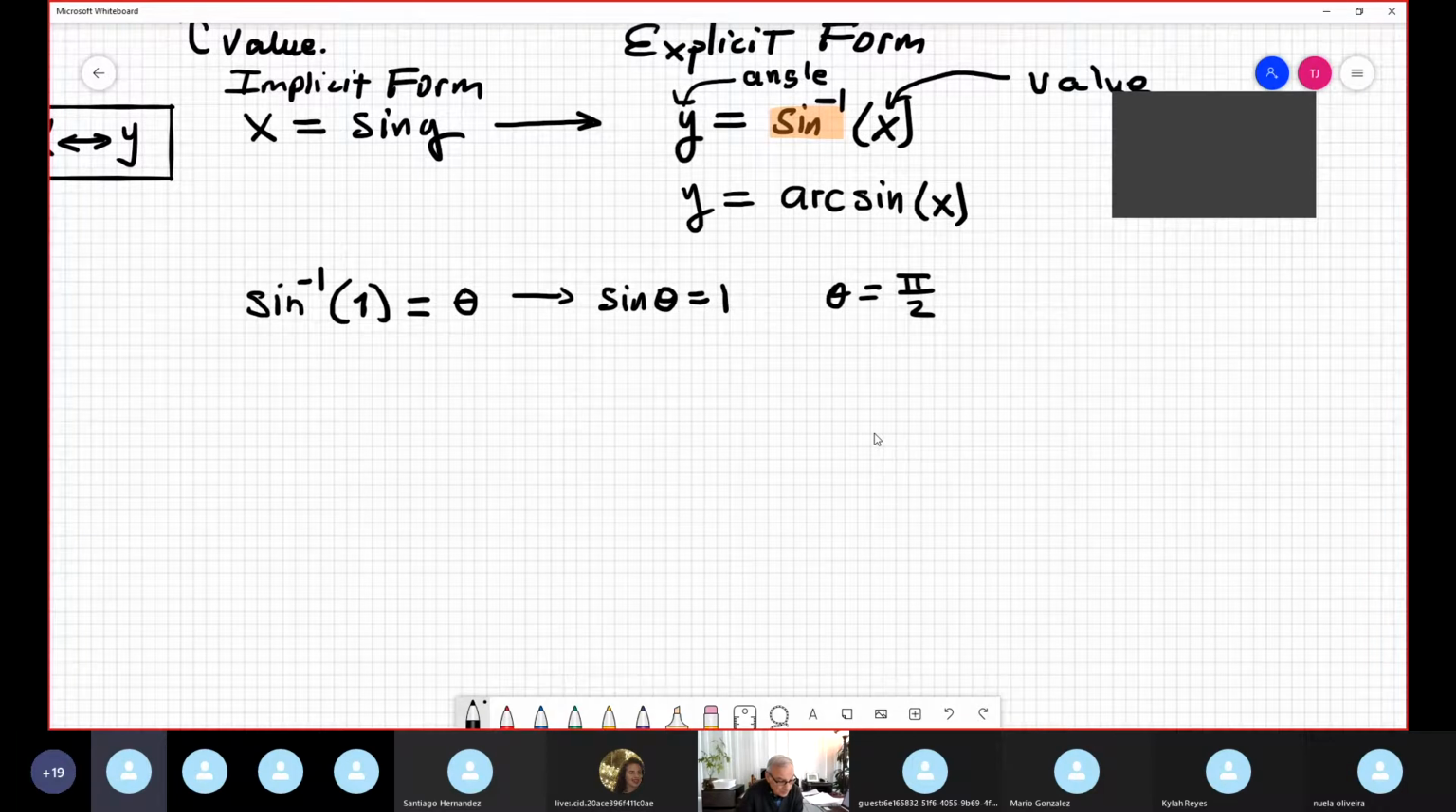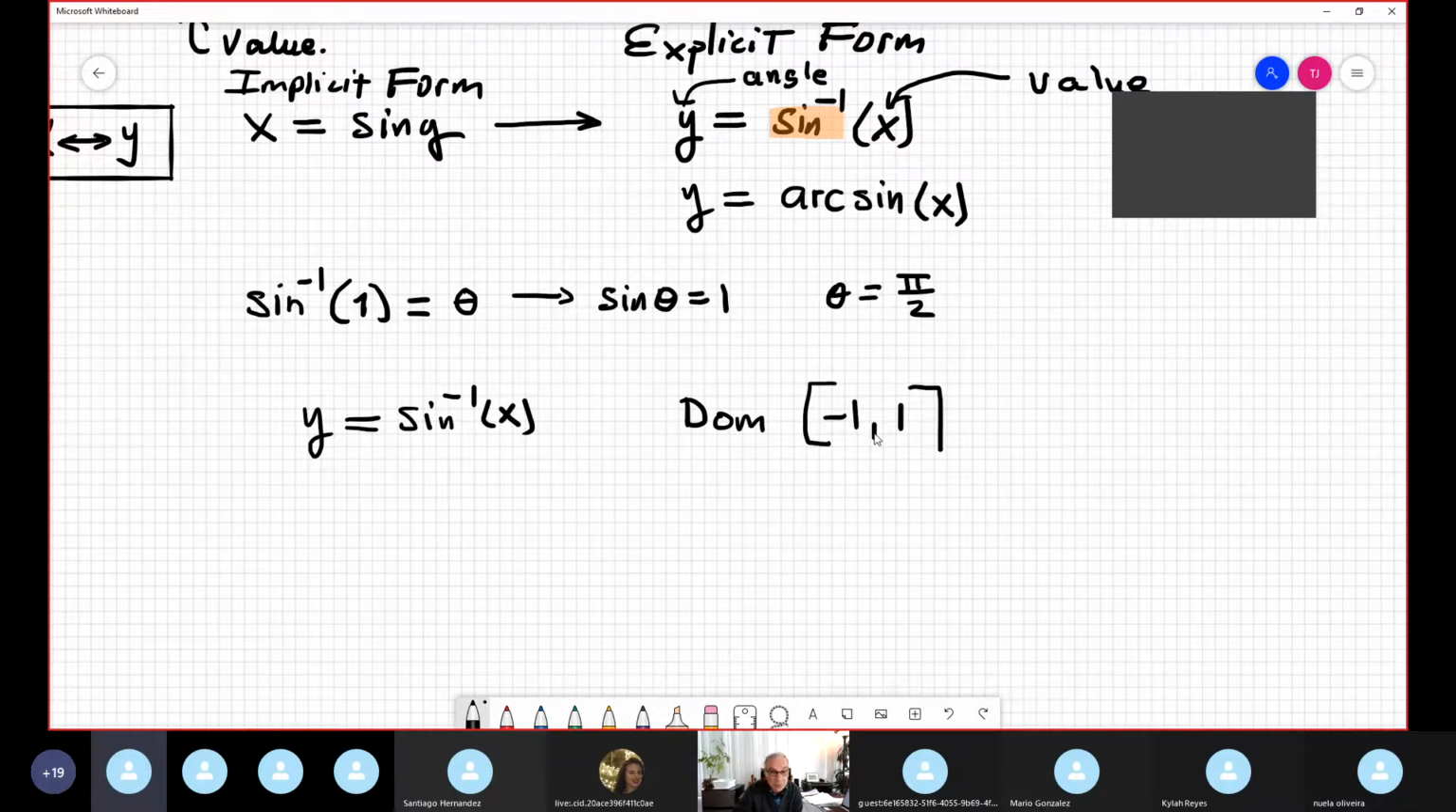So the restriction is the domain of this function. That function, let me copy. y equals sine inverse of x. It's a new function that we taught today. The domain is from -1 to 1, including both endpoints, the x values. Remember, this function is completely backward to the sine. In sine, you plug in an angle, and in this one you plug in a value, and you get an angle.